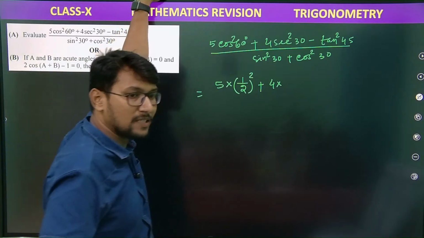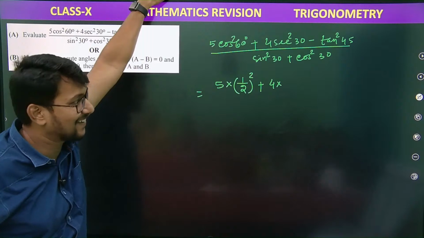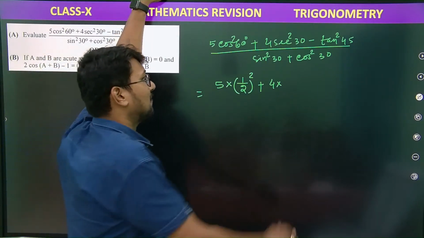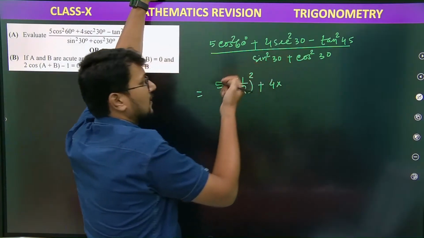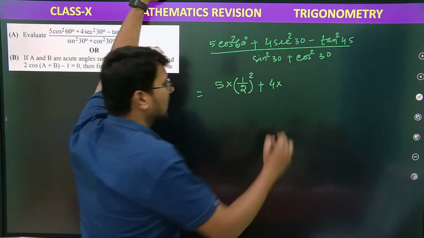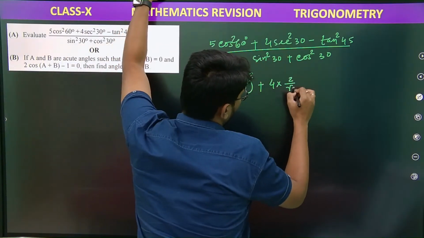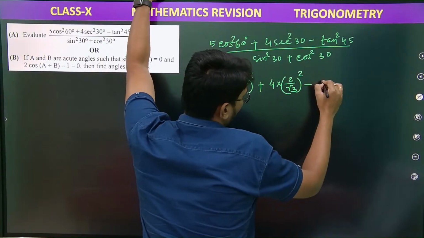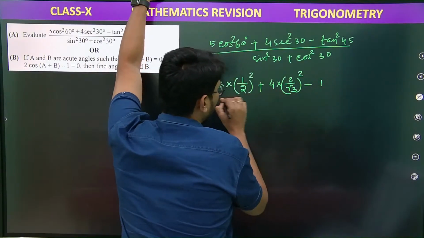Okay. All of you have got the same value? Which one? Sec 30. Okay, tell me what is the sec 30 value? 2 by root 3. But here we have to write which one? Square. Okay. Minus tan square 45 is how much? 1, or 1 square you can write here.